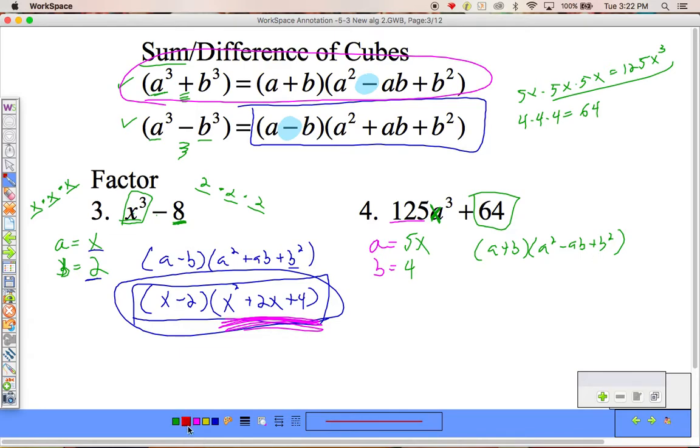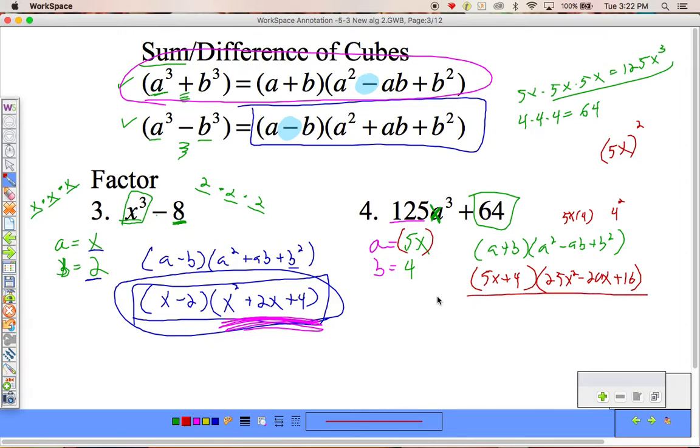At any point, pause this so you can try it on your own. A plus b is 5x plus 4. A squared means I'm going to square the 5x, so I'm going to multiply 5x times 5x and get 25x squared. A times b is 5x times 4, which is minus 20x. And 4 squared is a plus 16.